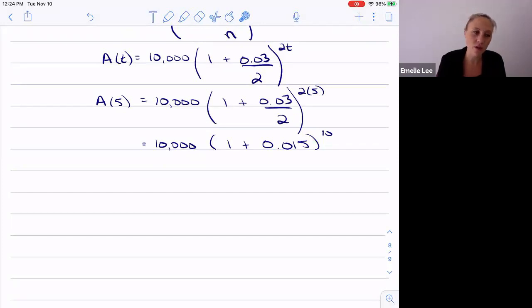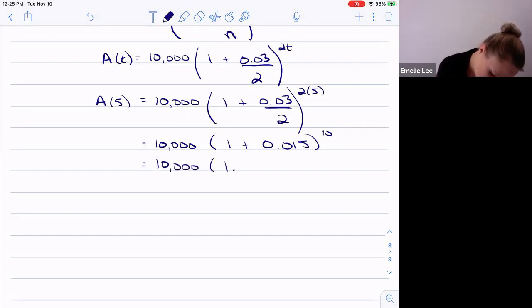This is probably the most common place where math errors happen, right? You want to take 10 and maybe bring it in or do something weird, but you have to deal with your brackets first. So 1 plus 0.015, and I have 10,000 times 1.015, and then to the power of 10.